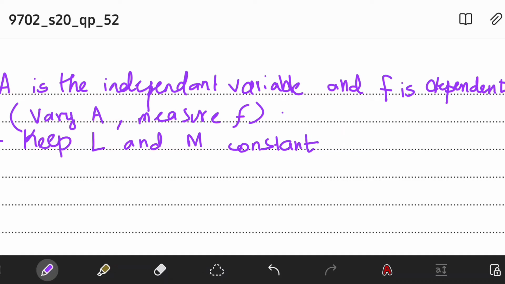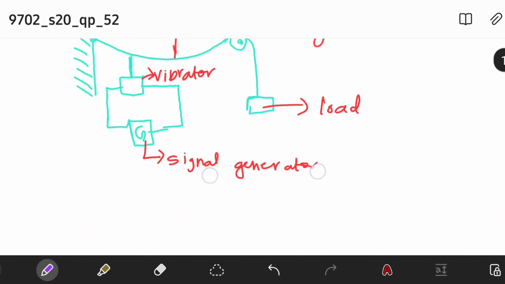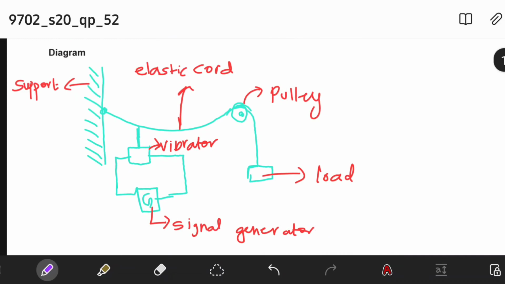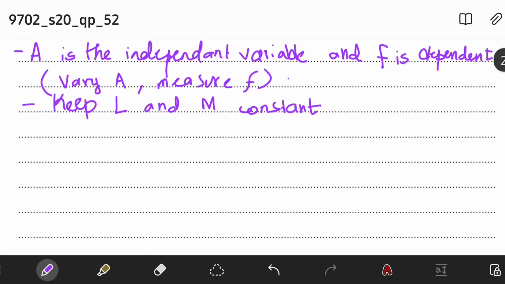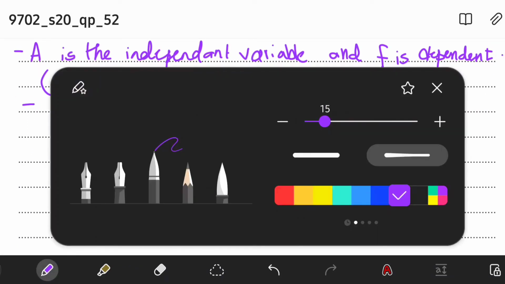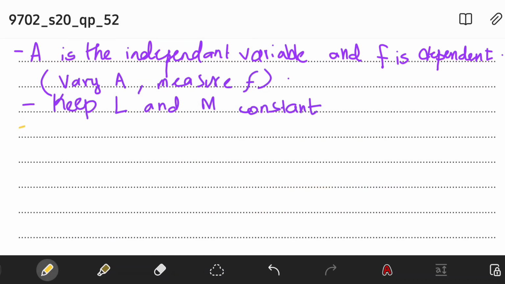We have discussed the first pointer. Moving on, let's look at our diagram. What additional did we do? We made a signal generator, so let's write about that. Connect the vibrator to signal generator.